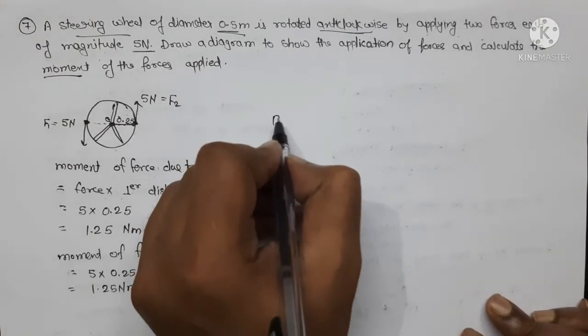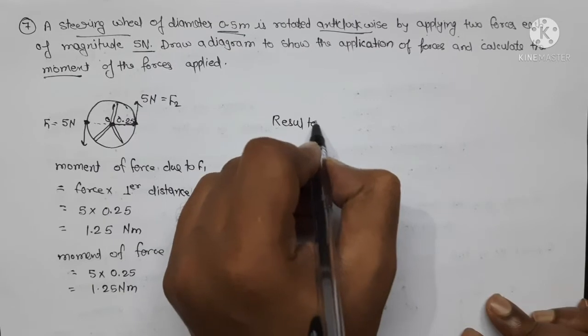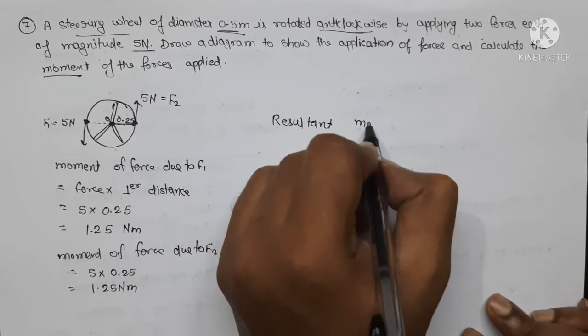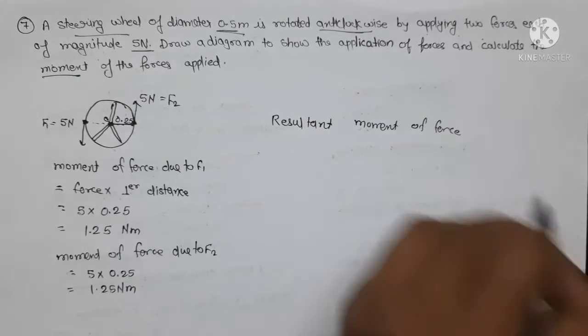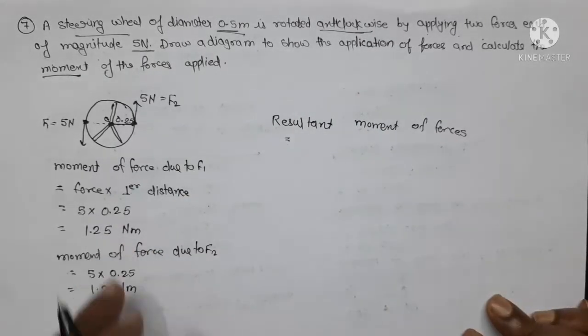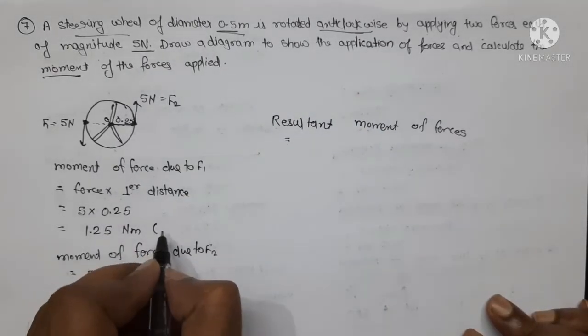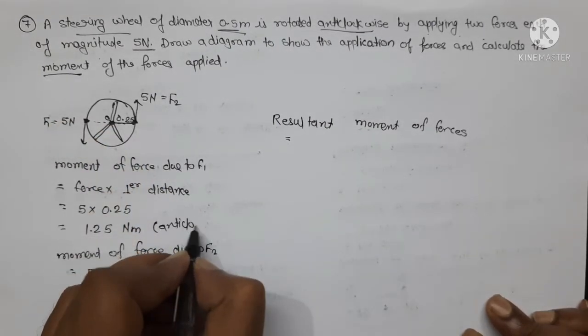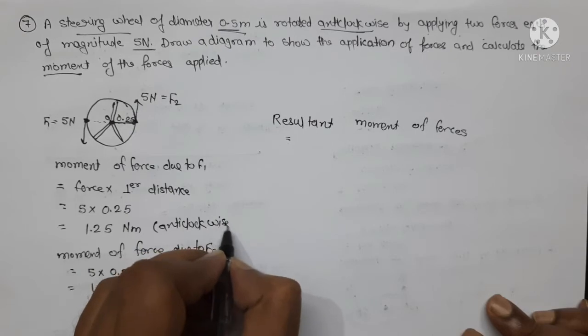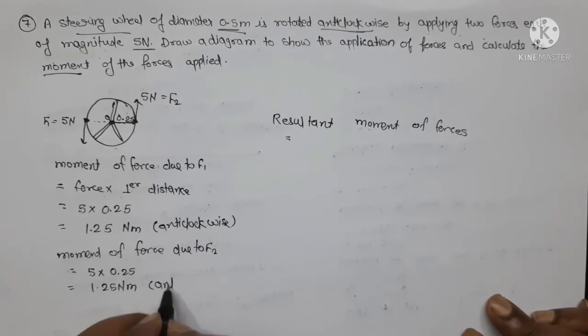So resultant moment of force will be what? Resultant moment of forces. So basically that will be the addition of these two. See, both will be in anti-clockwise direction. This is also anti-clockwise.